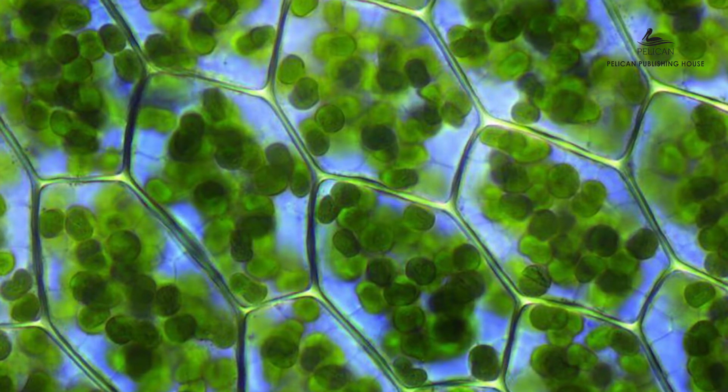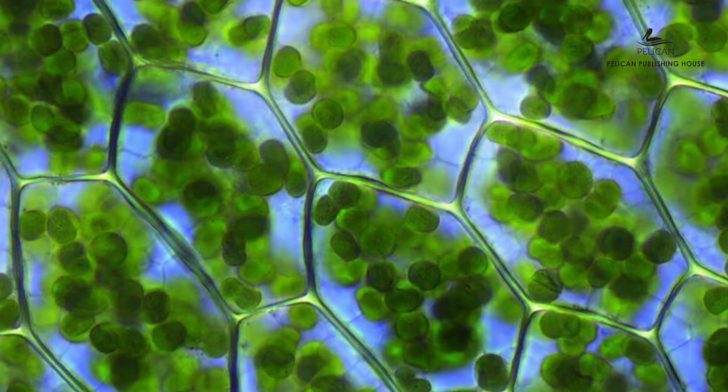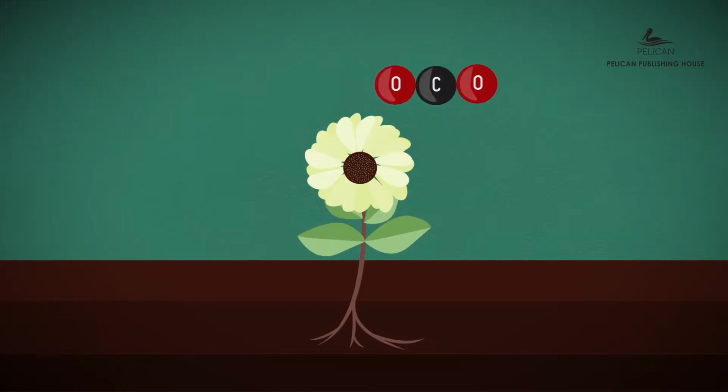Photosynthesis occurs in the chloroplast. The chloroplast contains a green pigment called chlorophyll, which captures the energy of the sunlight and stores it in the form of glucose or starch. Here, the light energy coming from the sun is absorbed by the chlorophyll. Carbon dioxide is absorbed and oxygen is released through the stomata.